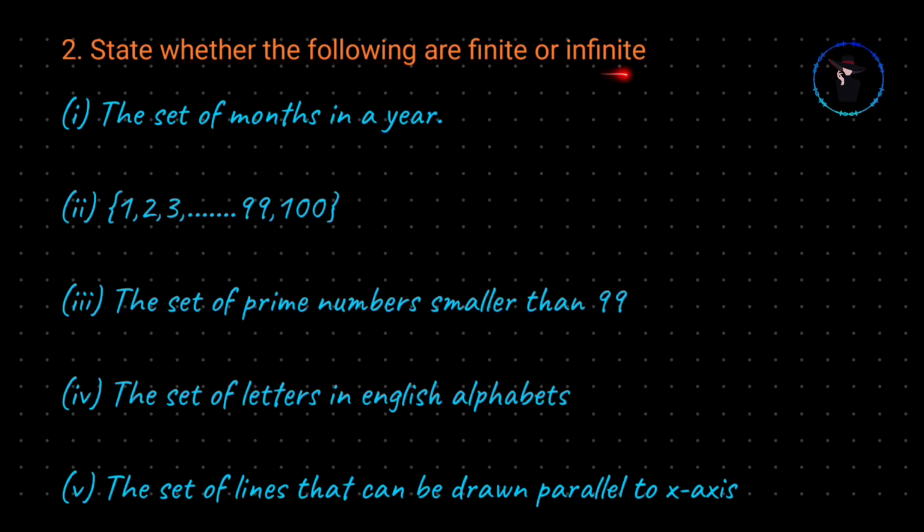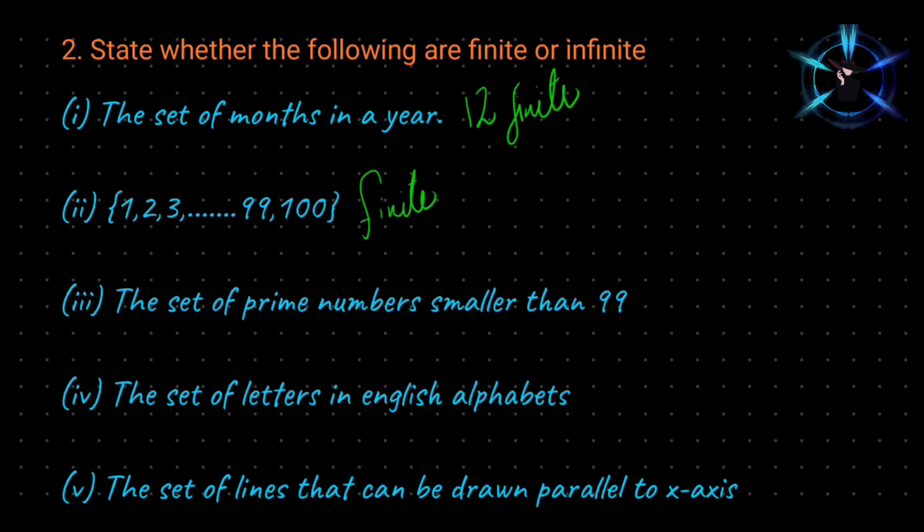State whether the following are finite or infinite sets. The set of months in a year. We know how many months a year has. There are 12 months in a year. So it is a finite set. Now next, 1, 2, 3, and so on till 100. It is already giving the finite numbers from 1 to 100. So it is also a finite set.